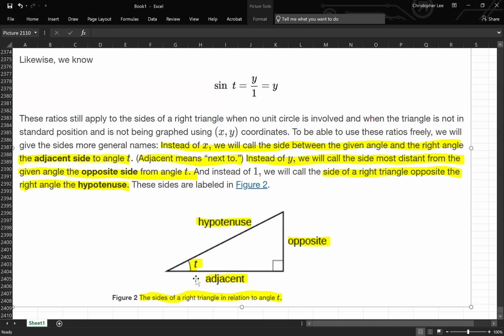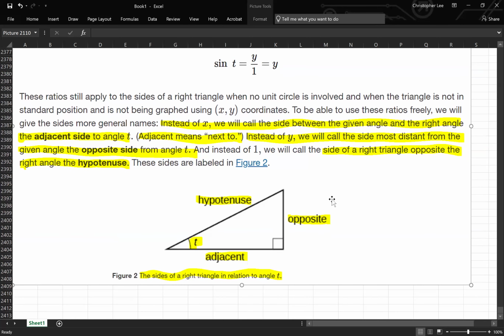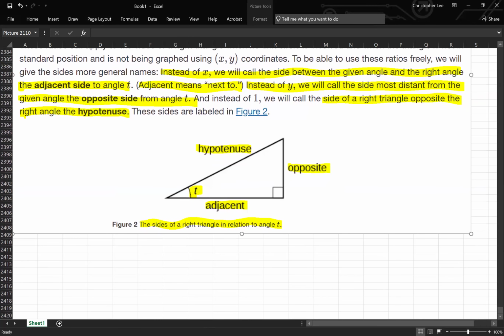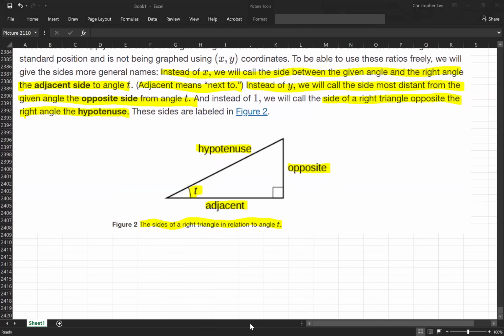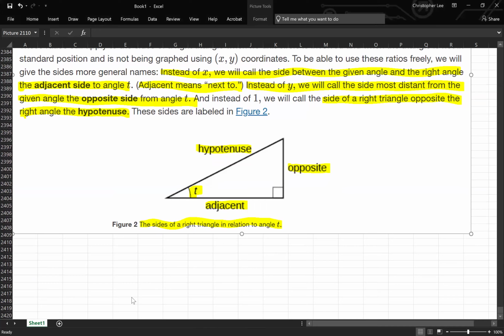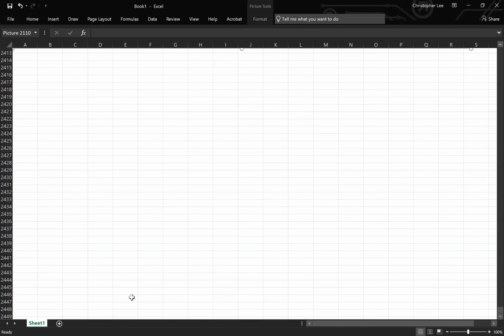So here you go, here's the right triangle. Angle t is right here. Adjacent is next to the angle, opposite is away from it, and the hypotenuse is the diagonal. Nothing new here, we all know this. Let's keep it moving.